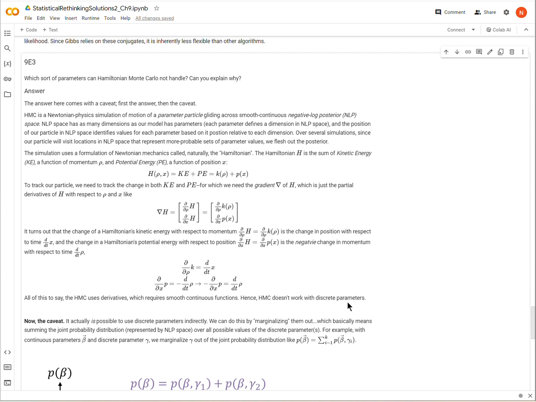Now I'm going to explain why a little bit, and give some background on Hamiltonian Monte Carlo. HMC is a simulation of Newtonian physics. The Hamiltonian itself is just a formulation, a way to write down Newtonian physics of motion. The Hamiltonian is a function of momentum rho and position x, and it is the sum of kinetic energy and potential energy, where kinetic energy is a function of momentum and potential energy is a function of position.